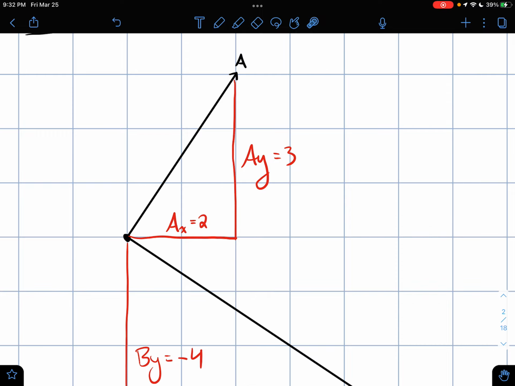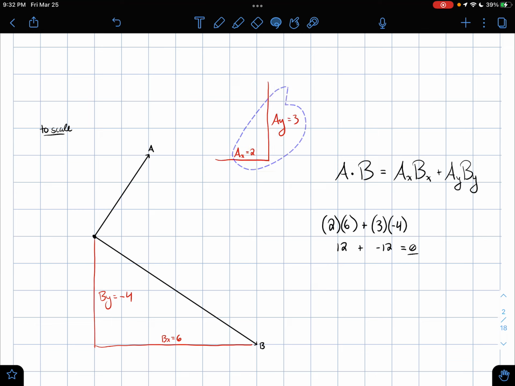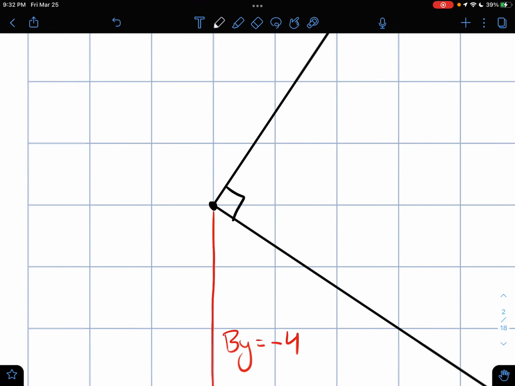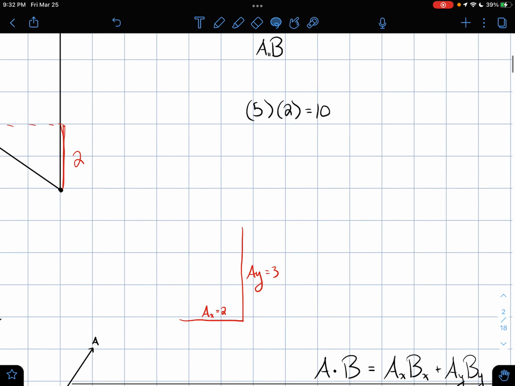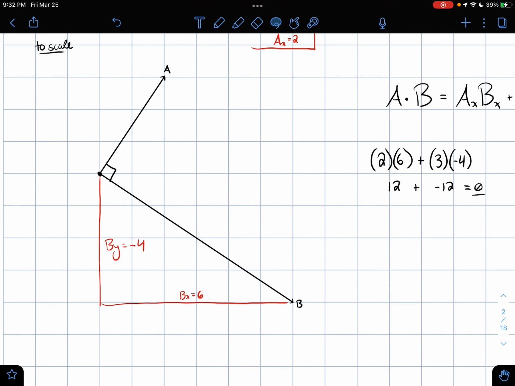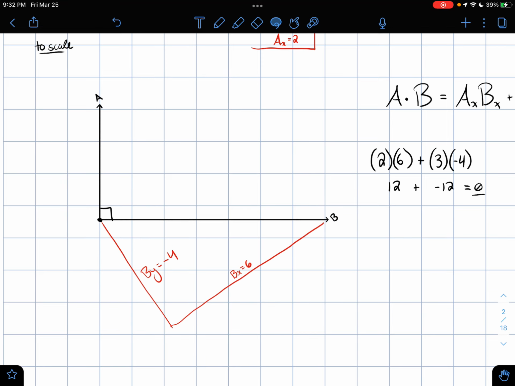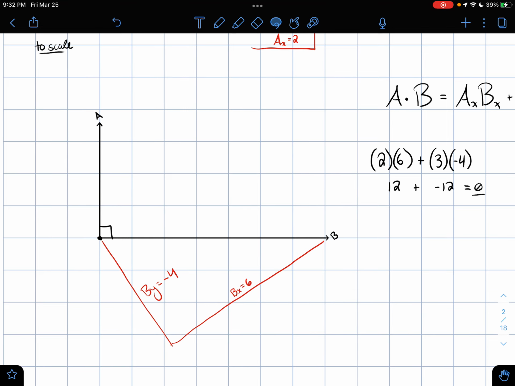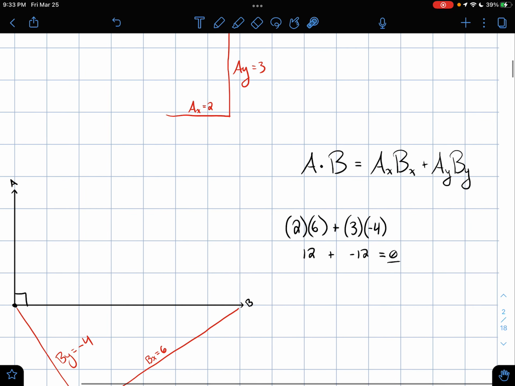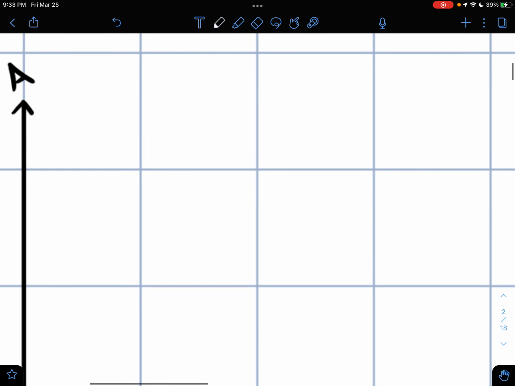So just getting rid of these markings real quick. What that tells us is that these two vectors are perpendicular, right? If I did what I said before, and I tilted my axes so that they lined up, so I take this and tilt it, you can see very clearly as it lines up with the grid paper that they're perpendicular. B doesn't have a component in the A direction.